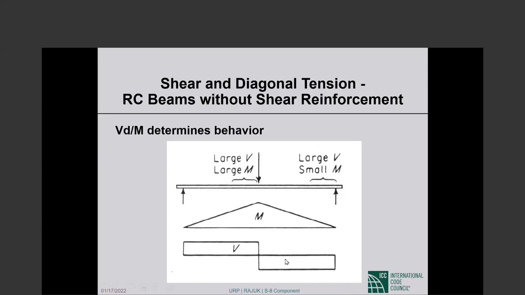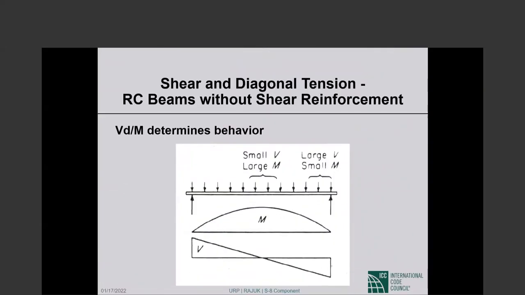Now, in a beam as shown in the picture, simply supported, this is the bending moment diagram. This is the shear diagram. At this location, the shear is large, the bending is large. Both the moment and the shear are large. At this section, we have large shear, very small bending. So it tells you about what kind of a ratio, VD over M, we are looking at as we go along the beam.